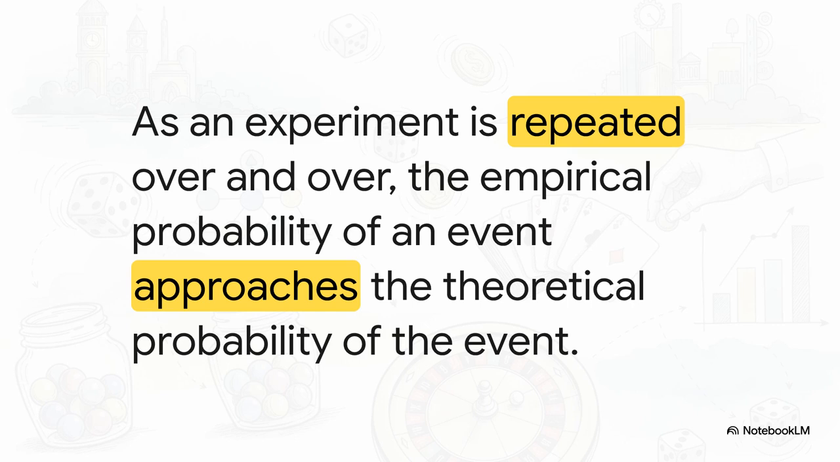Think about it like this. If you flip a coin just 10 times, you might get 7 heads. That's an empirical probability of 70%. But if you flip it 10,000 times, your result is going to get much, much closer to that theoretical 50-50 split. In short, the more data you collect, the more reality starts to look like the theory.